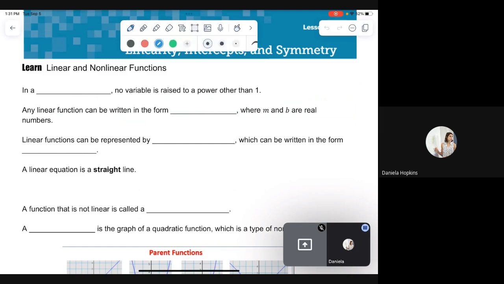So some of this is review because it's from Algebra 1. Our first term here is a linear function. In a linear function, no variable is raised to a power other than 1. In fact, you normally don't even see a power there. It would just be an x, because it'd be an x to the first power.